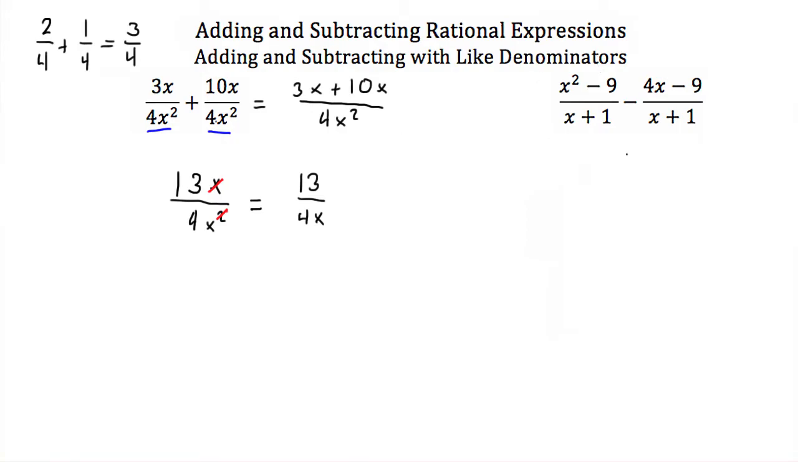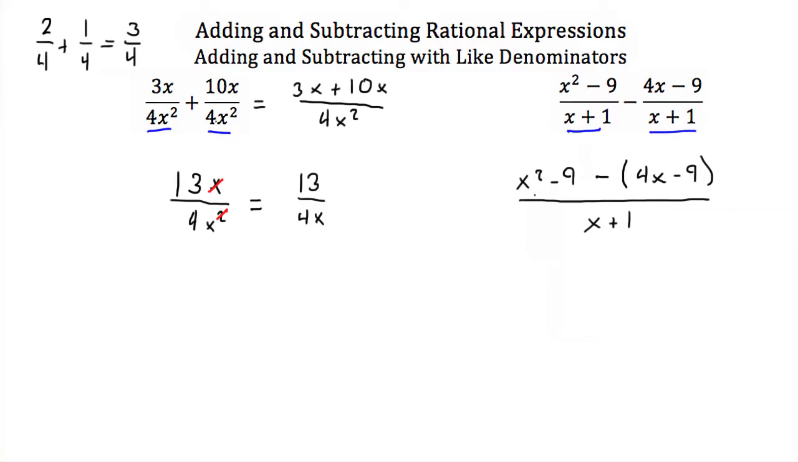Now let's look at a subtraction problem. Here we have x squared minus 9 over x plus 1, and we're subtracting 4x minus 9 over x plus 1. Now once again, we have common denominators, which means I can write this as x squared minus 9 minus the entire quantity now of 4x minus 9, and this is all over x plus 1.